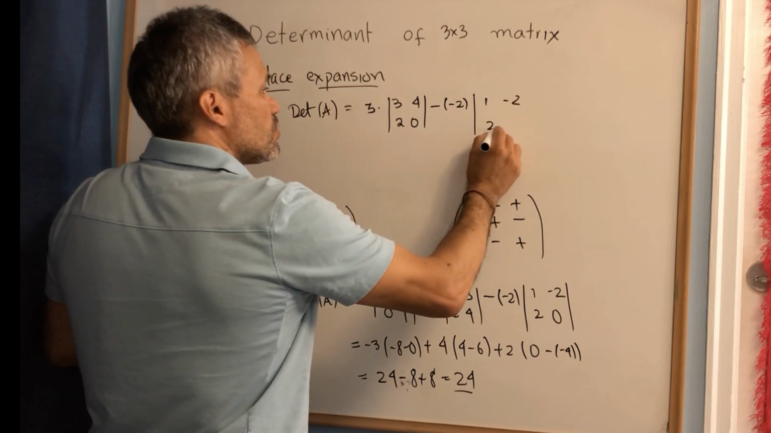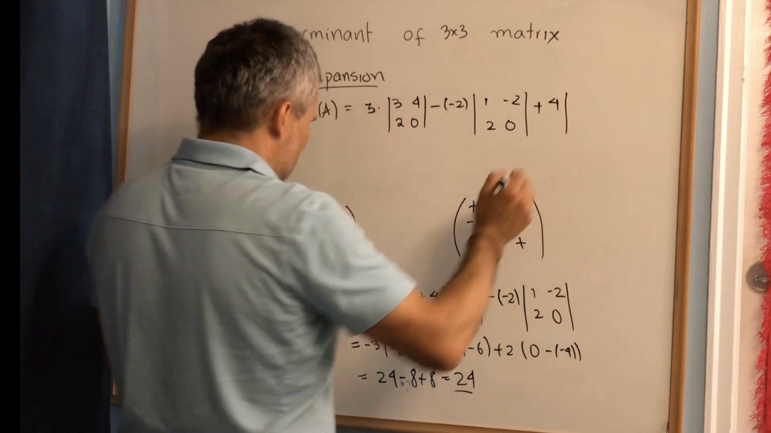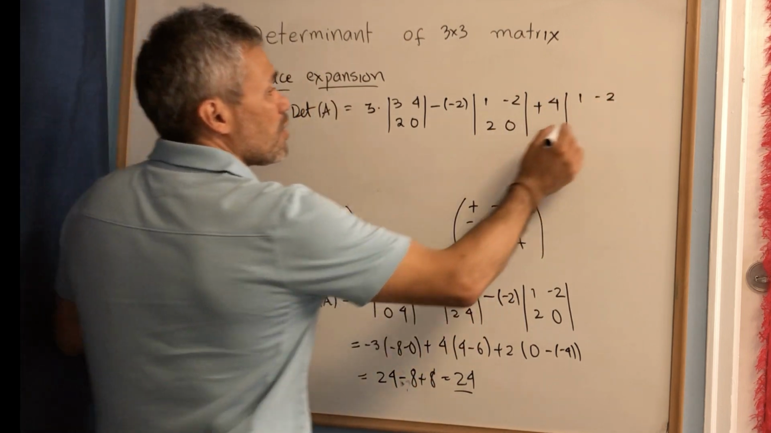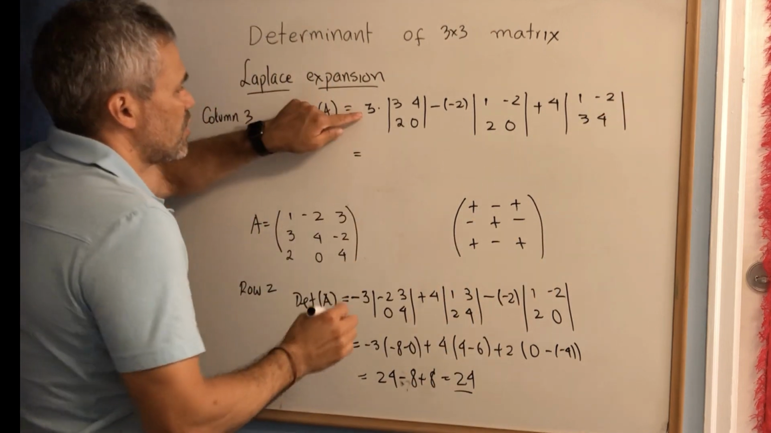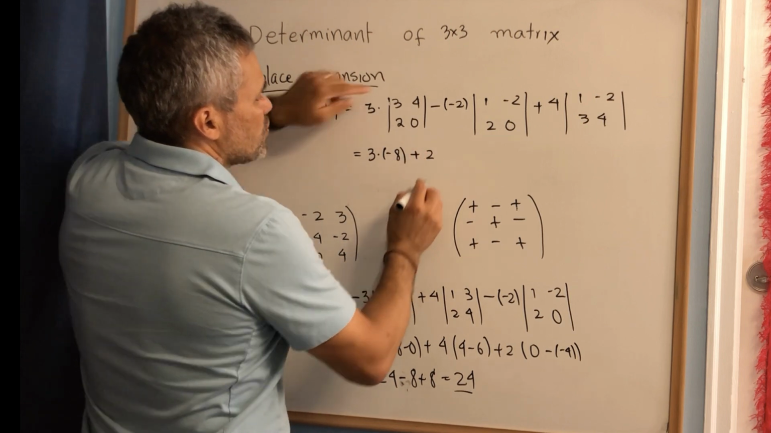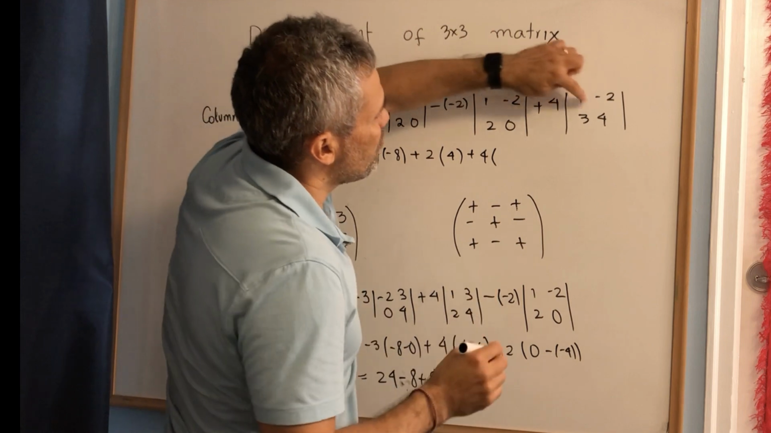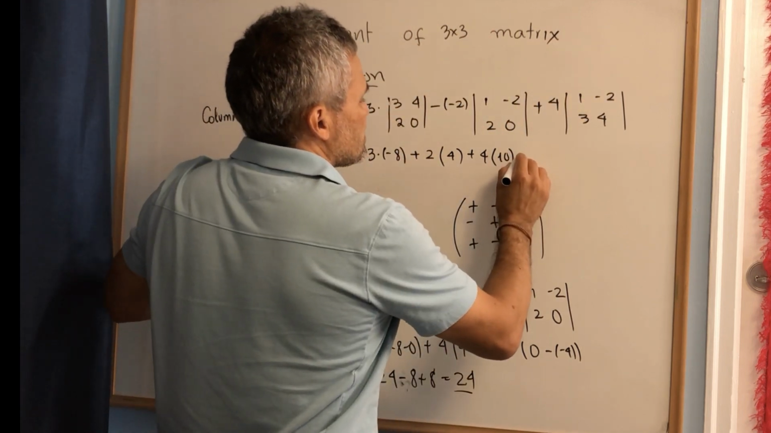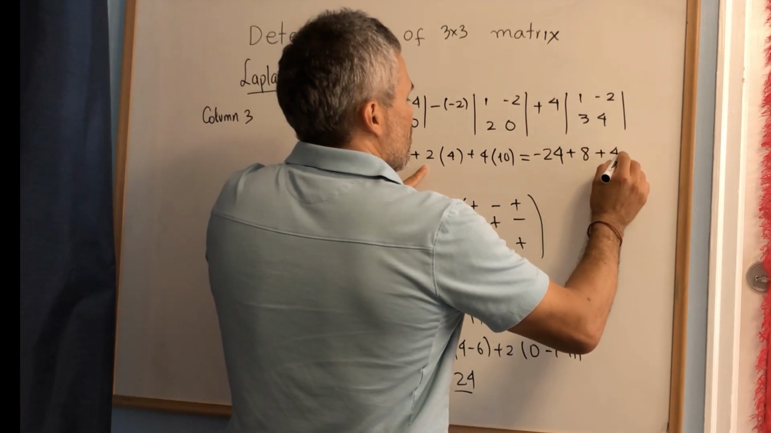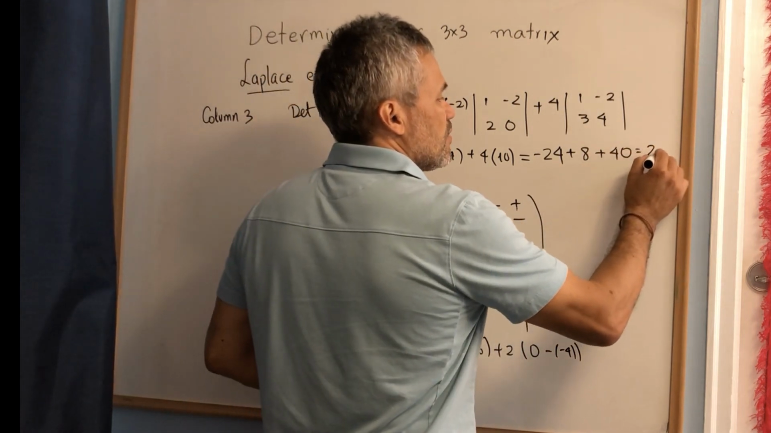And then finally plus 4 times, the value of the entry is positive 4, times the determinant of 1, negative 2, 3, 4. Then let's do the computation. This is 3 times 0 is 0 minus 8, 3 times negative 8, plus 2 times this determinant, which is 0 minus negative 4, it will be 4, plus 4 times 4 minus negative 6 is 10, and then we have negative 24 plus 8 plus 40. And this is equal to 48 minus 24. Once again, we get the same value.